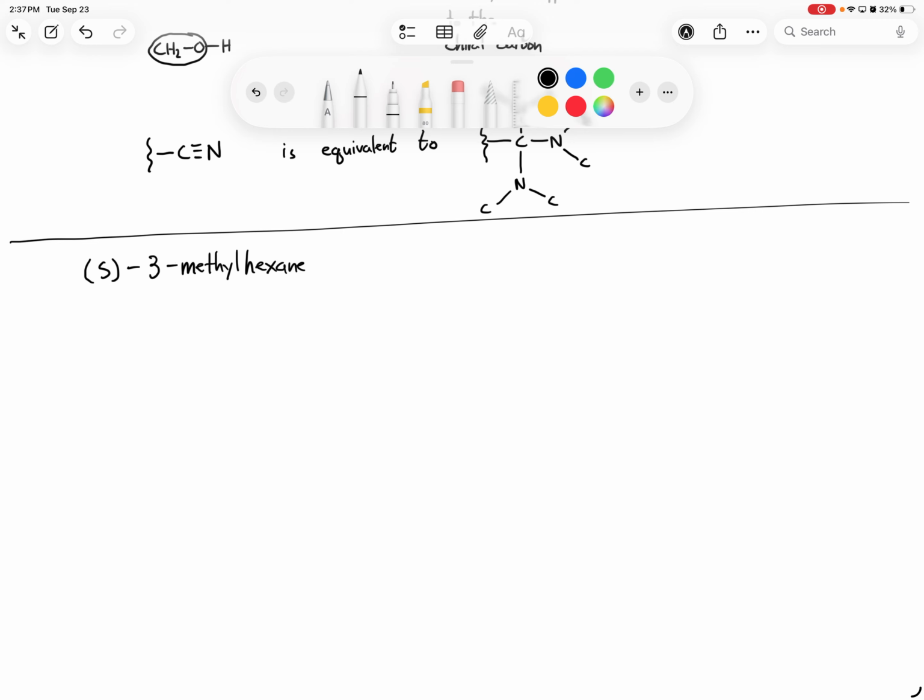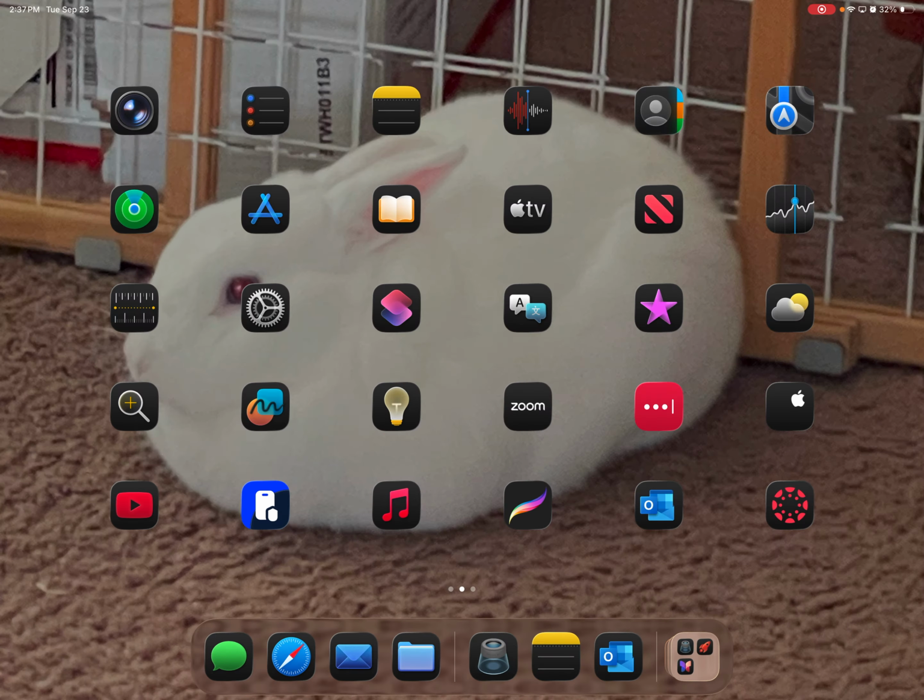All right, so now there's a new way to draw nomenclature. Write nomenclature now and draw it. Oops, my bad. You're not supposed to see that.